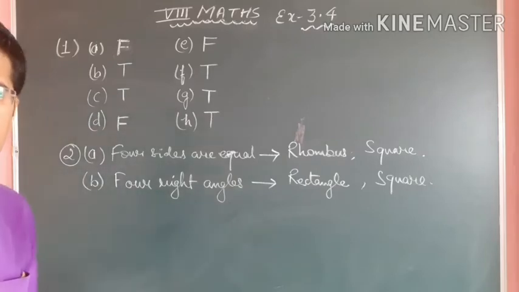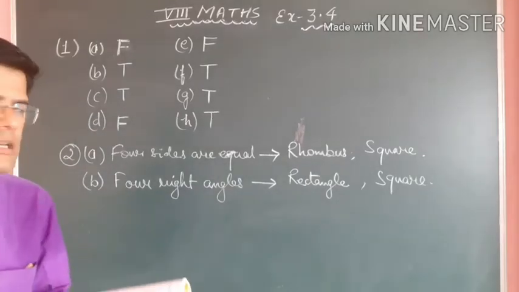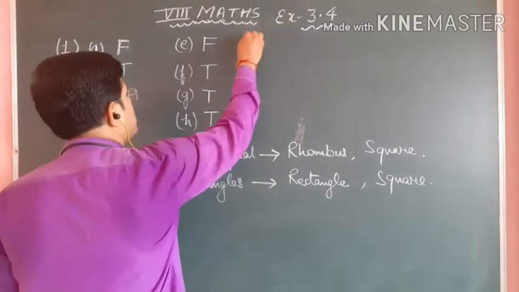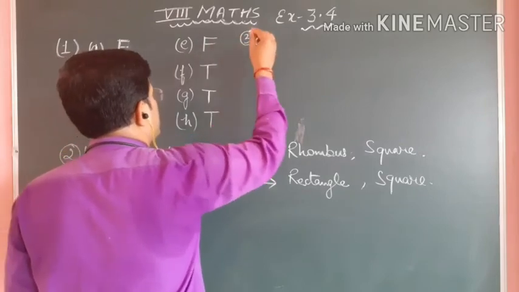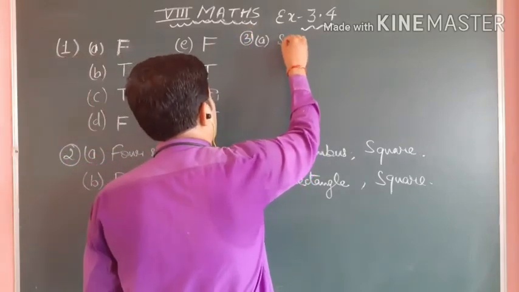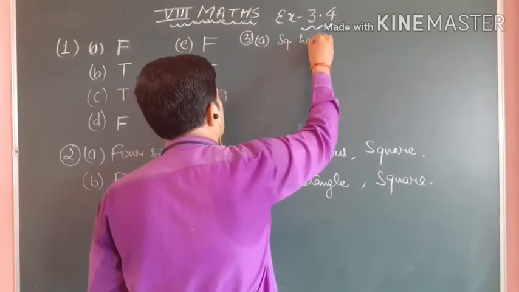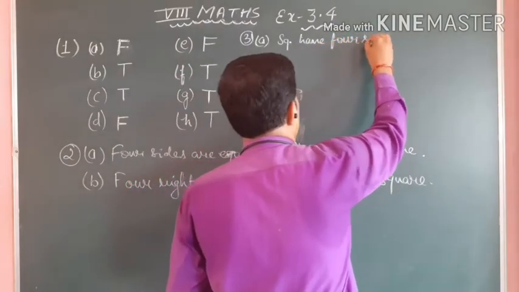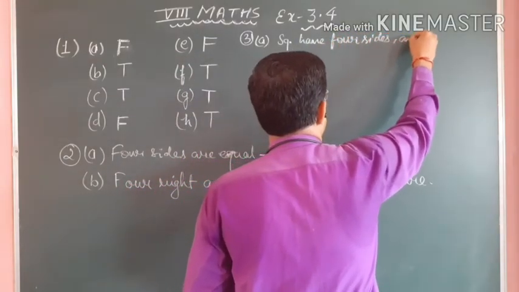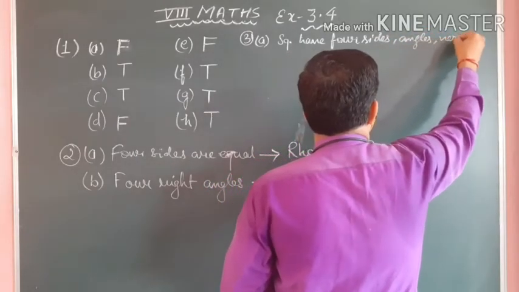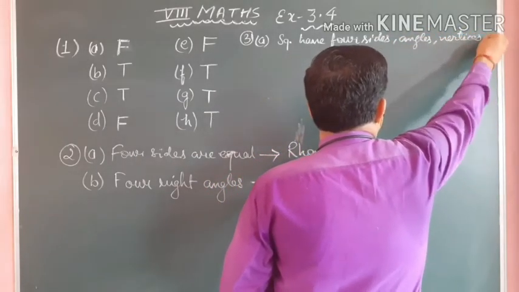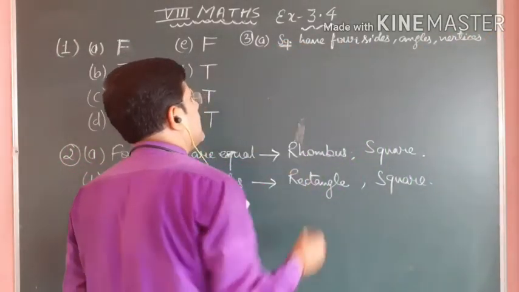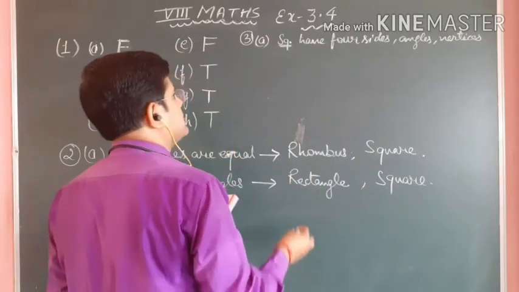Now the question number third. In the third sum we have to explain how a square is a quadrilateral. So, third, first part: a square is a quadrilateral, because the square has four sides, angles, and vertices. If a figure has these things, then it's a quadrilateral. So a square is a quadrilateral. Yes, a square has four sides, angles and vertices.